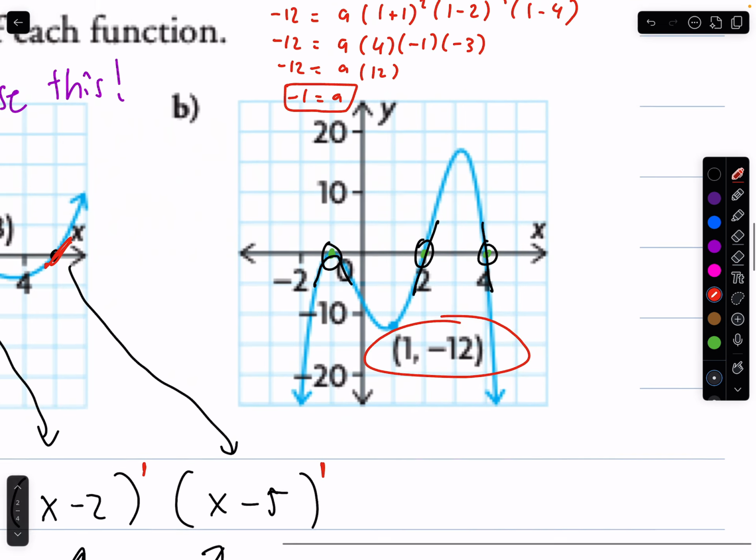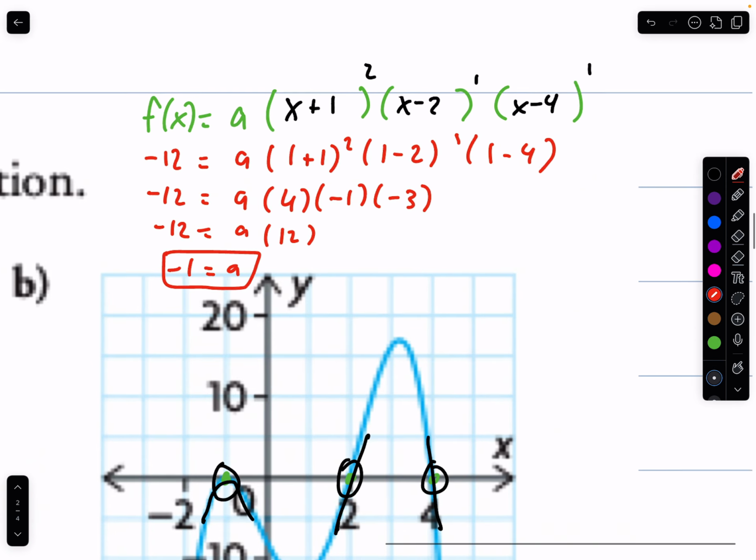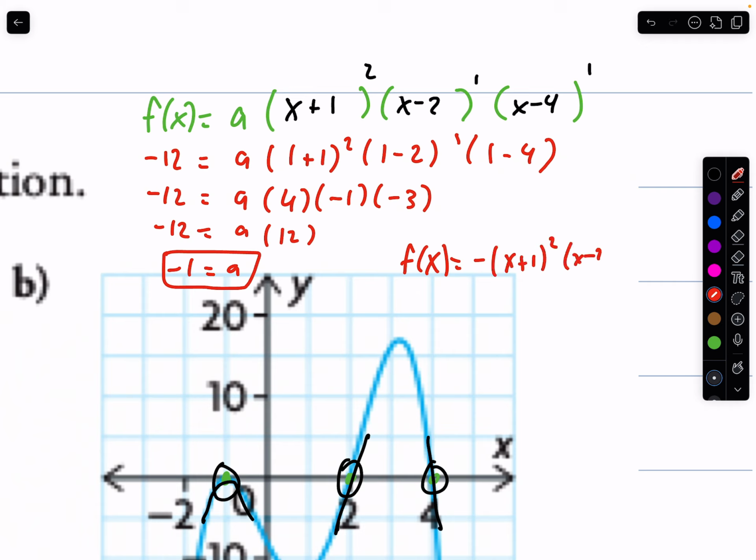So I'll get negative 1 is equal to a. Now that I got negative 1 equals a, the function is going to be negative 1, or I don't even have to put the negative 1, I can just put negative, (x plus 1) squared, (x minus 2), and (x minus 4). And this would be my final answer.